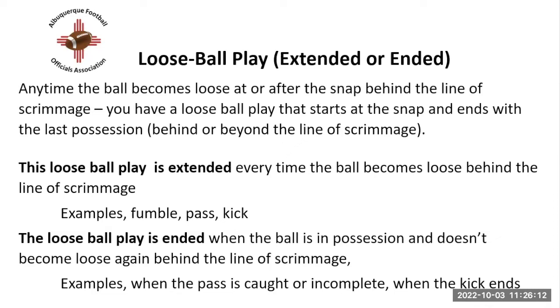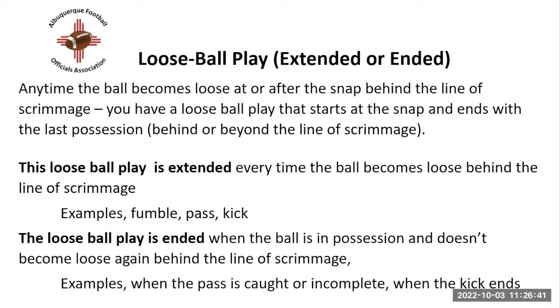When is that loose ball play ended? Well, the loose ball play is ended when the ball is in possession and does not become loose again behind the line of scrimmage. Examples: when the pass is caught or incomplete, or when the kick ends. So anytime that ball becomes loose behind the line of scrimmage, for example, we have a shotgun formation where the quarterback takes the shotgun snap. Now you have a loose ball play that started with a snap.